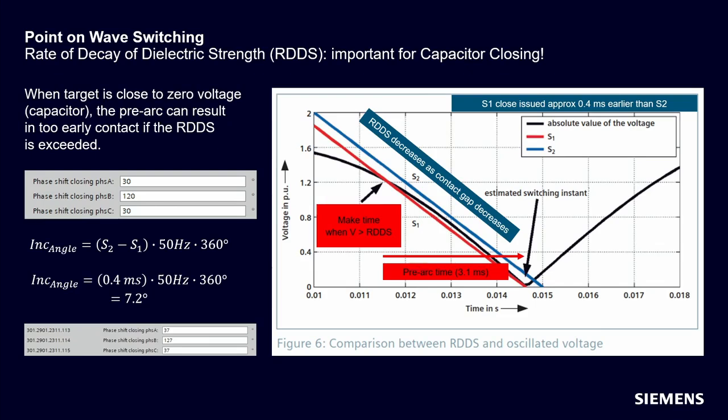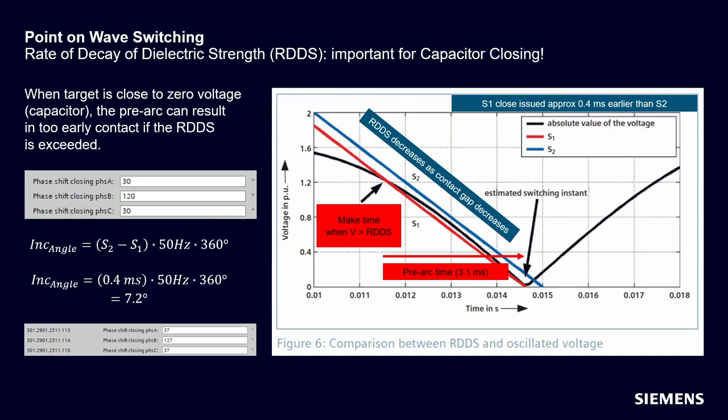The next topic I would like to mention is called rate of decay of dielectric strength, shortly RDDS. This is important for closing of the capacitor bank. RDDS is used to determine the pre-arcing time. There are two RDDS curves on the diagram, S1, which is red, and S2, blue. The difference between both curves is the switching time. S1 closes 0.4 milliseconds earlier than S2.